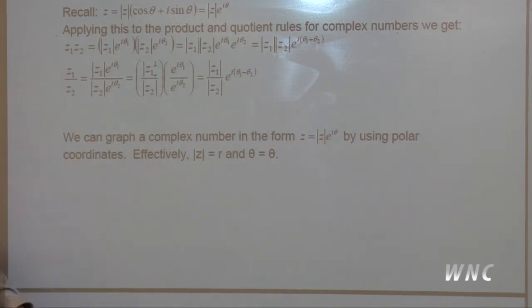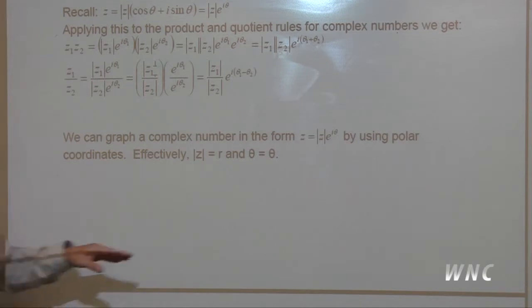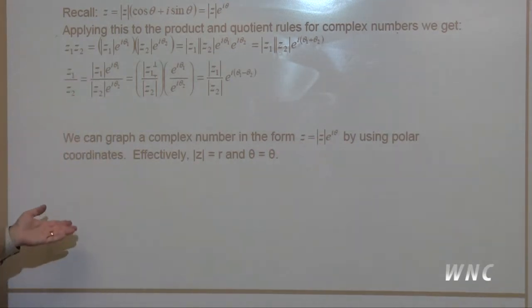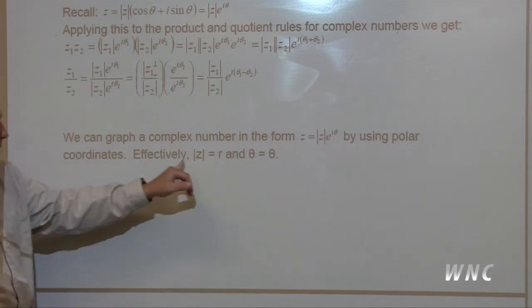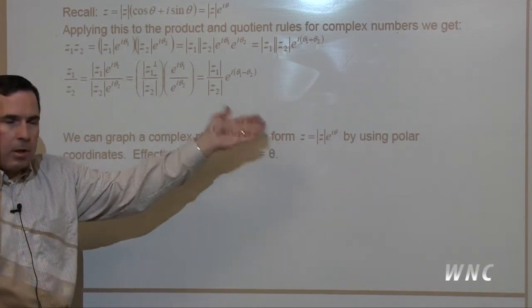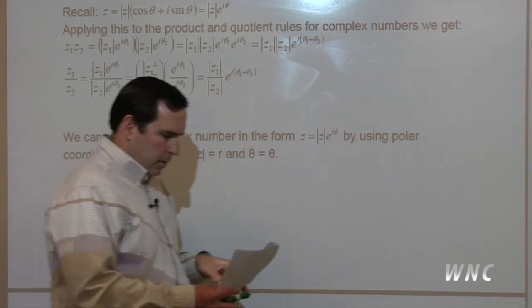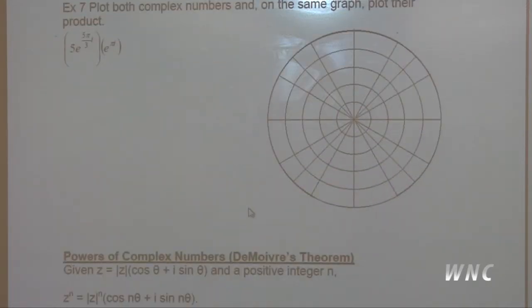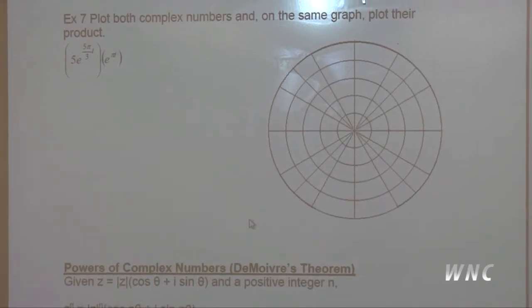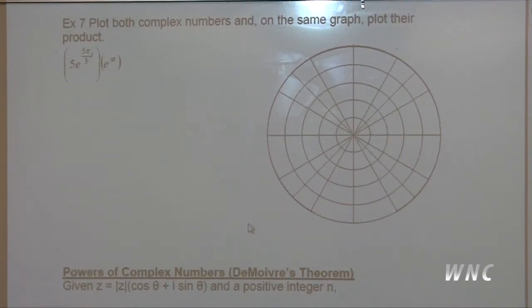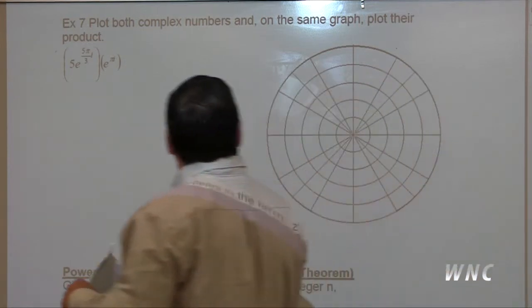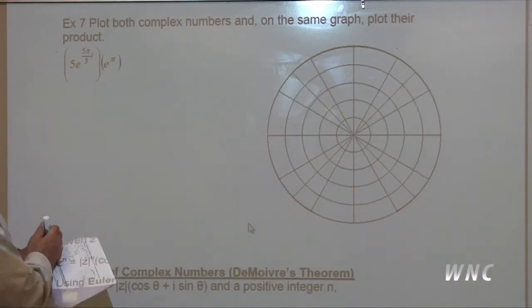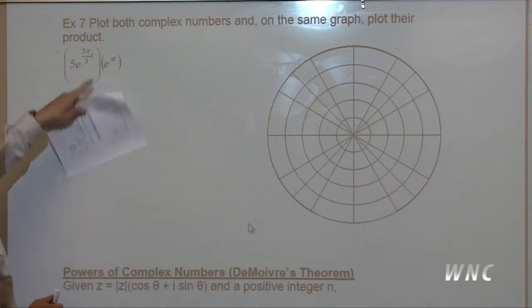We can graph a complex number in the form z equals the magnitude of z e to the i theta by using polar coordinates. So in this, effectively, the magnitude of z is the r and theta is theta. So we can represent this using polar coordinates. We're going to plot both complex numbers and on the same graph plot their product. So 5 e to the 5 pi over 3 i.